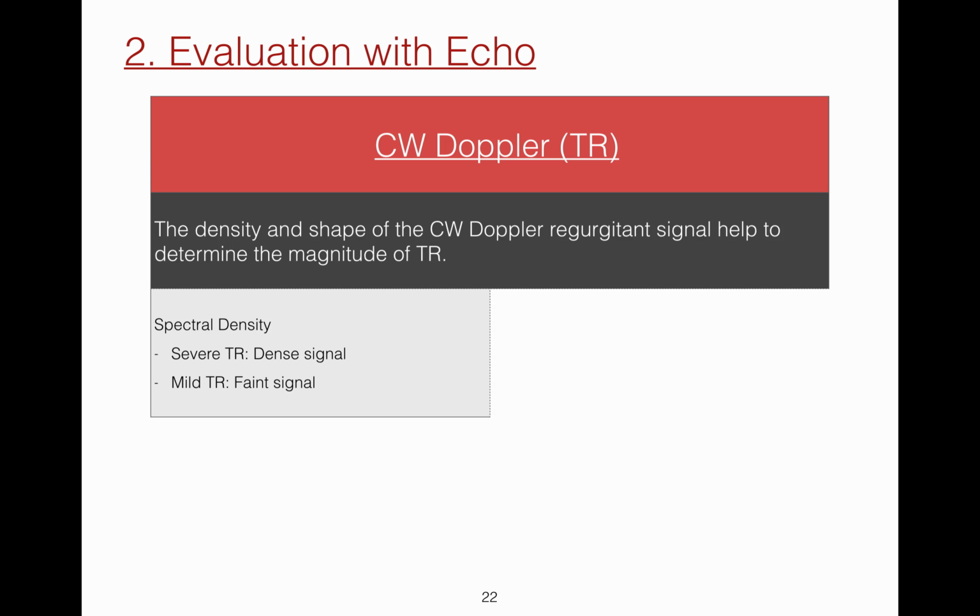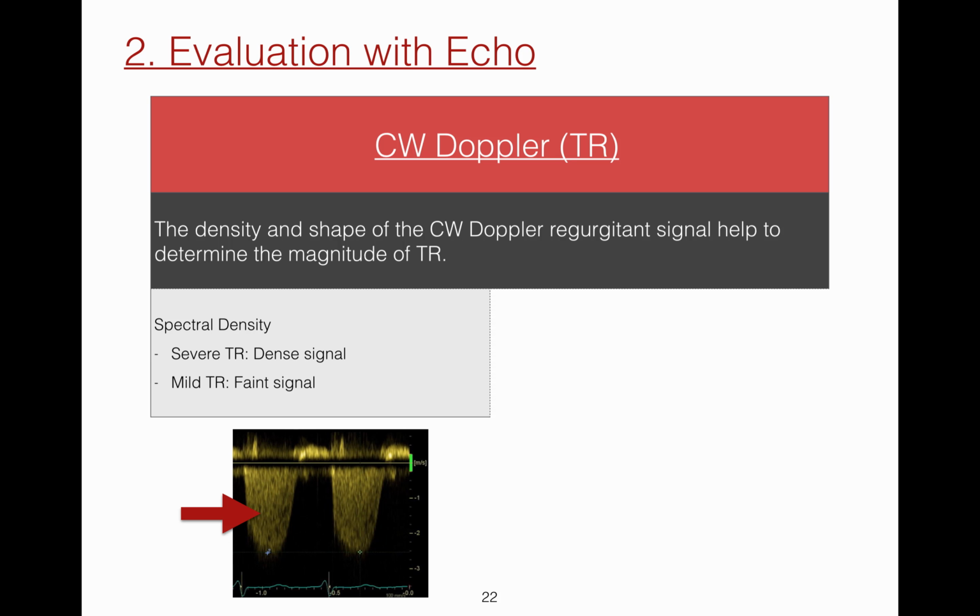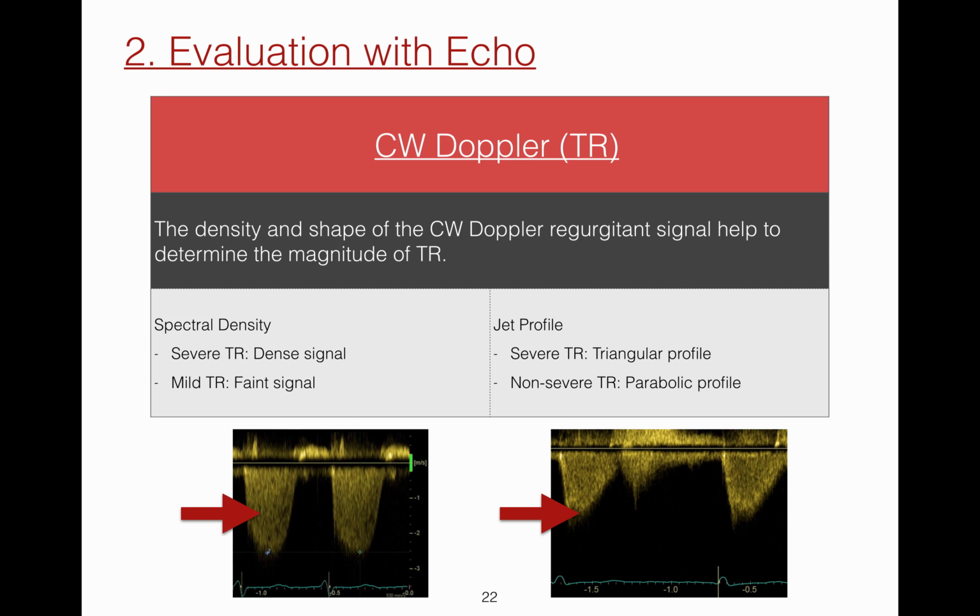And continuous wave Doppler density and shape also help to determine the magnitude of tricuspid regurgitation. Firstly, the spectral density. With severe tricuspid regurgitation, the density is almost as dense or as dense as the forward flow signal. And secondly, the regurgitant signal profile. With severe tricuspid regurgitation, the signal is triangular in shape.